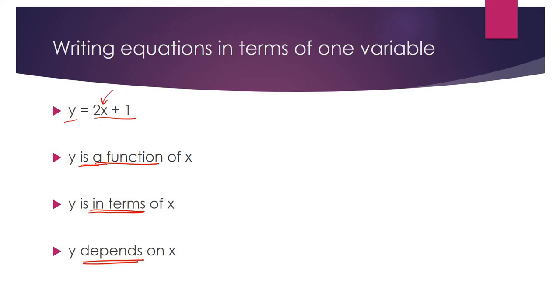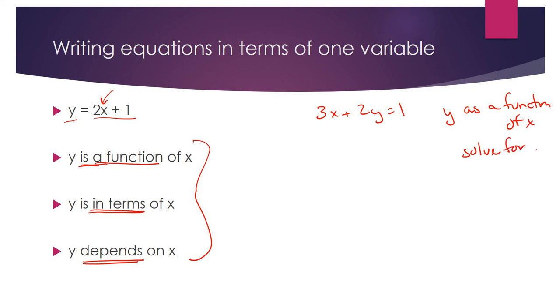I plug in an x to get y. Y is a function of x. Y is in terms of x. All of these are really important terminology, and I'm going to use them interchangeably. So if I give you an equation like 3x plus 2y equals 1, and I ask you to write y as a function of x, that simply means solve for y. Put y on one side of the equation and everything else on the other.